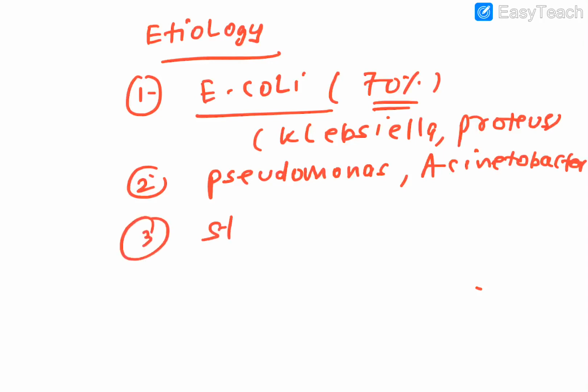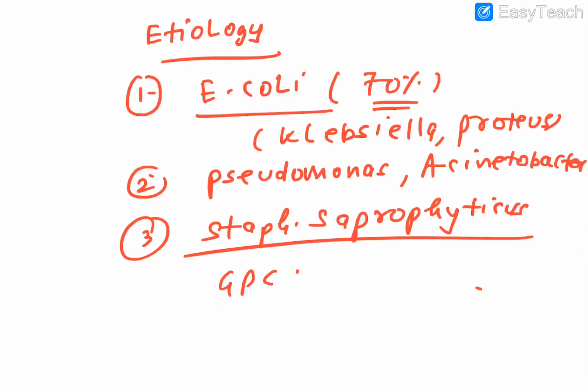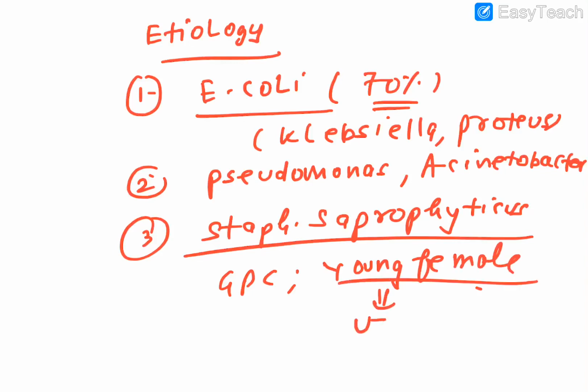Now, remember this regarding Staph saprophyticus. Staph saprophyticus is a gram-positive coccus, and it has a special affinity towards young females, especially after marriage, and usually causes UTI. It is also a very important entity that leads to UTI. Okay guys, so this is regarding the etiology.